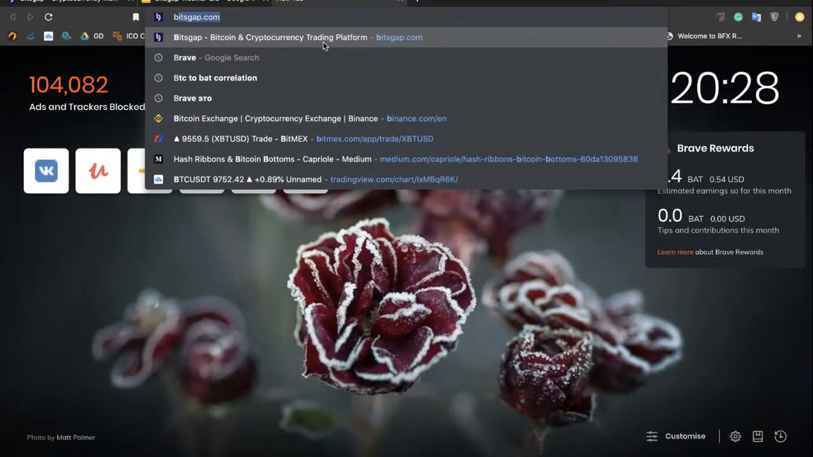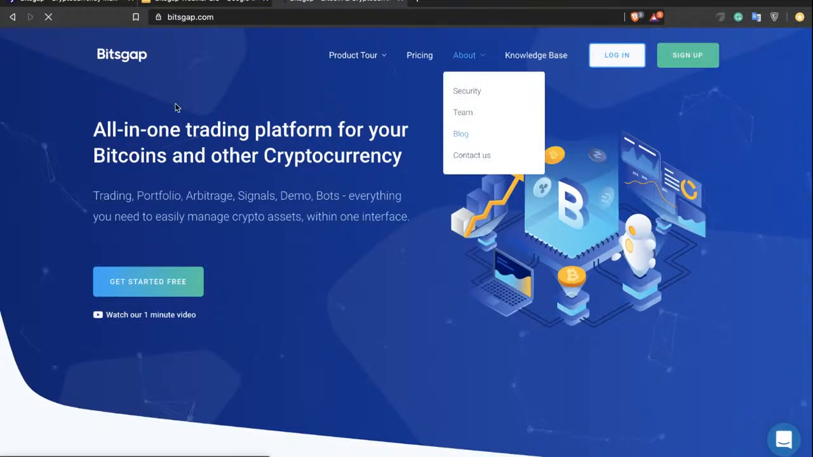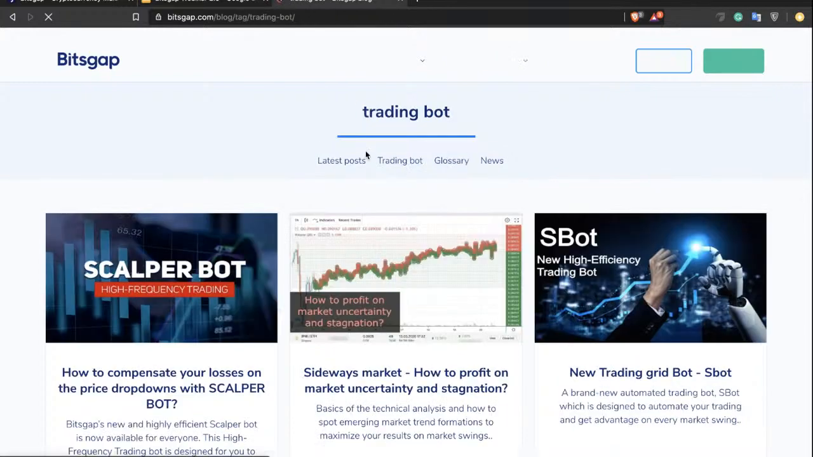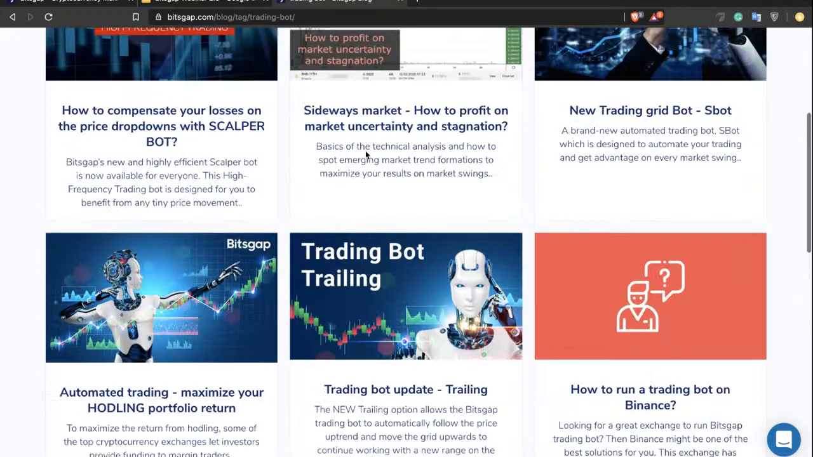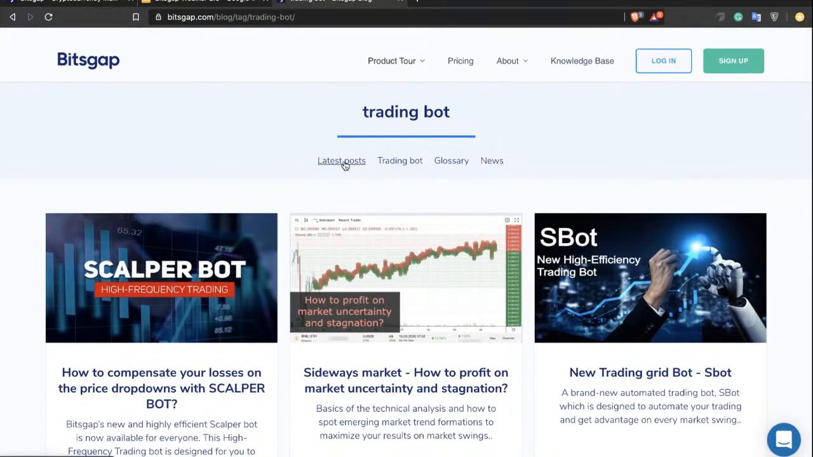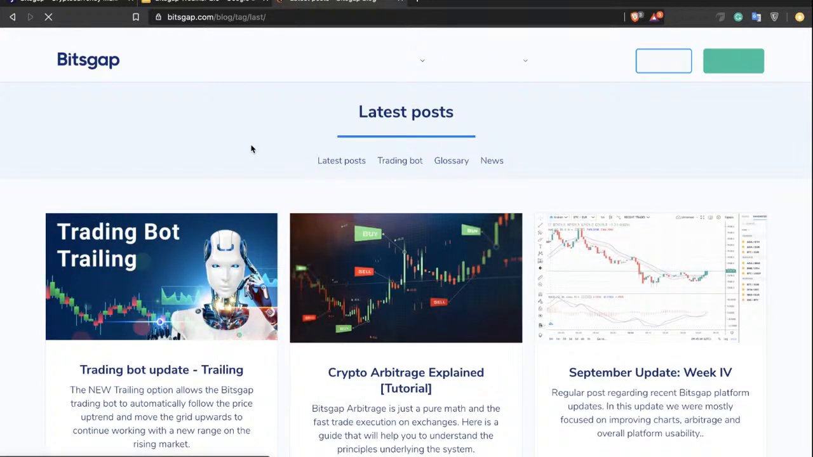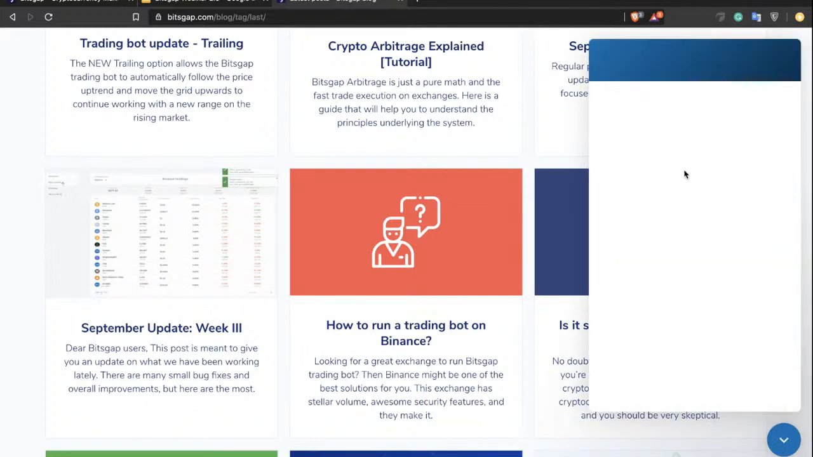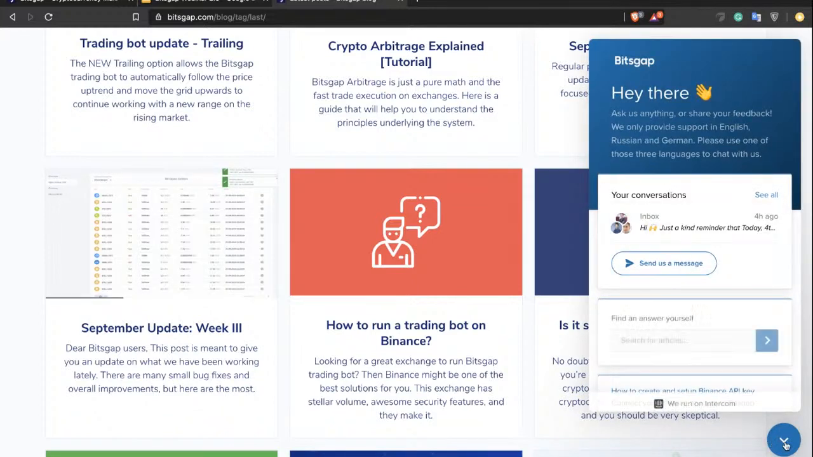If you're looking for more information, go to the Bitsgap main page, click on About, and go to Blog. About the trading bot, we have a separate hashtag here. Click on it and you will get all of the relevant information about the scalper and the S-bot. All of the updates will be here, and use the support button to ask any question that you have.